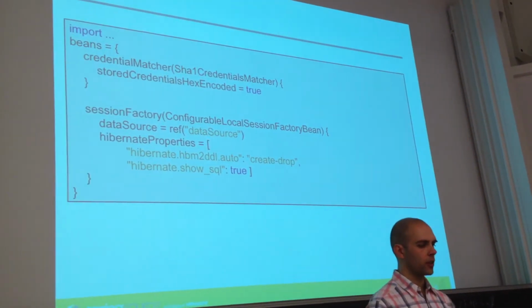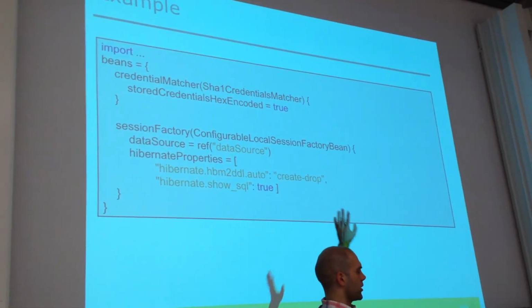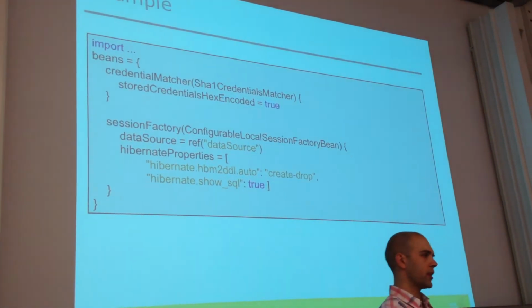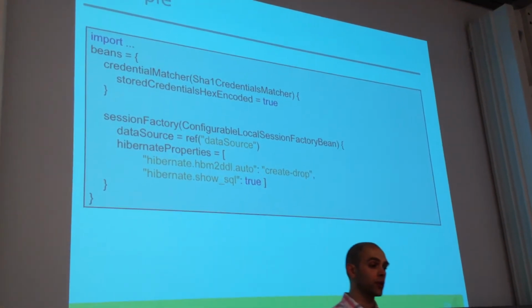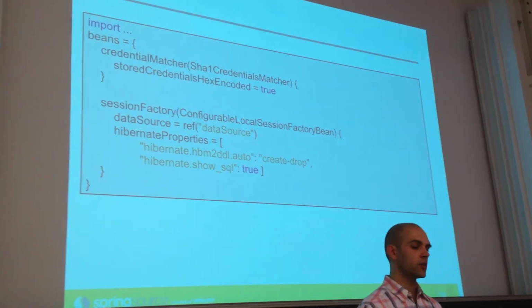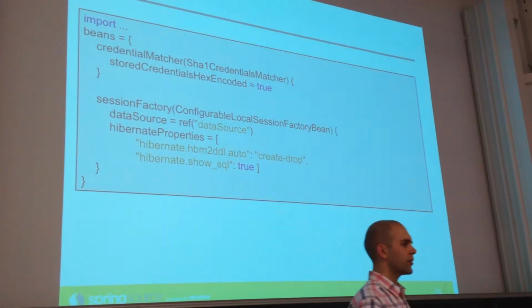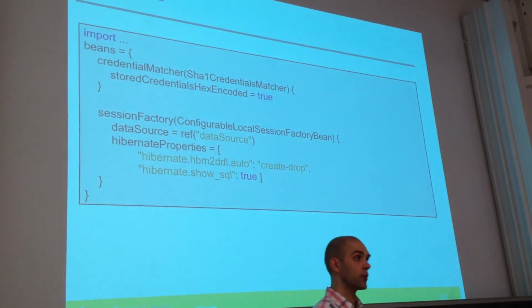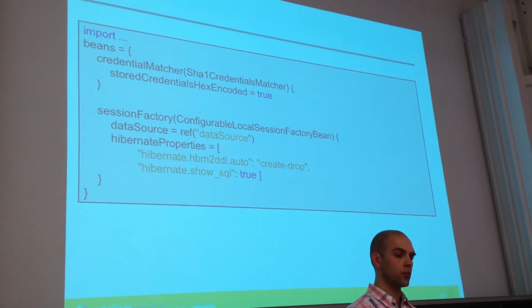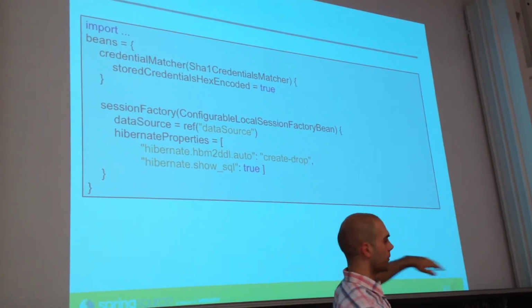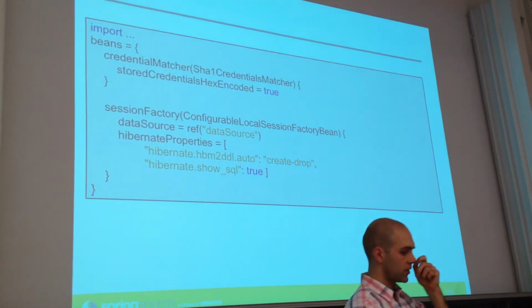Okay, so what's that look like? Spring in Java land has XML definitions, you can use annotations, you can also use Java config. Grails has an extra one, which is called Bean Builder. This is a little bit like the XML markup builder, except it's for Spring Beans. So you've got the name of the bean, credentials matcher, of type SHA1 credentials matcher, and you can set properties on it with a closure.